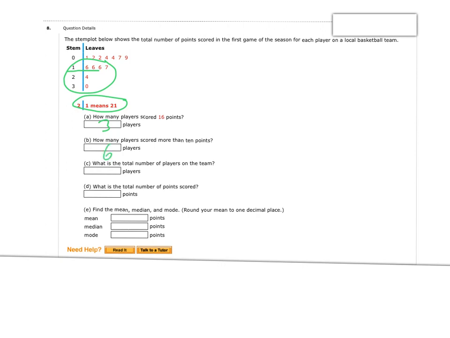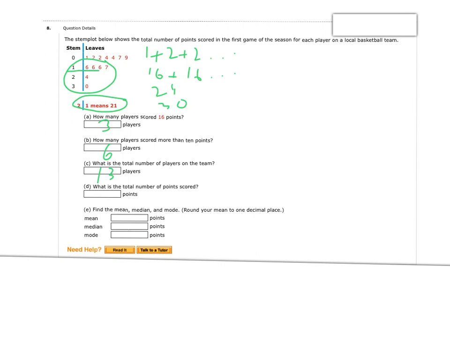The total number of players on the team is those 6 plus the 7, it looks like for me, that scored less than 10 points. So you're really just adding everything up there. And so that one is going to be 13. The total number of points scored, we would just add up all the points. And so for me, that would just be like 1 plus 2 plus 2 for that one. And then this one would be 16 plus 16, etc., plus 24 plus 30. So I have to add all of those up. So it's going to be different for you, but that's how you do it.